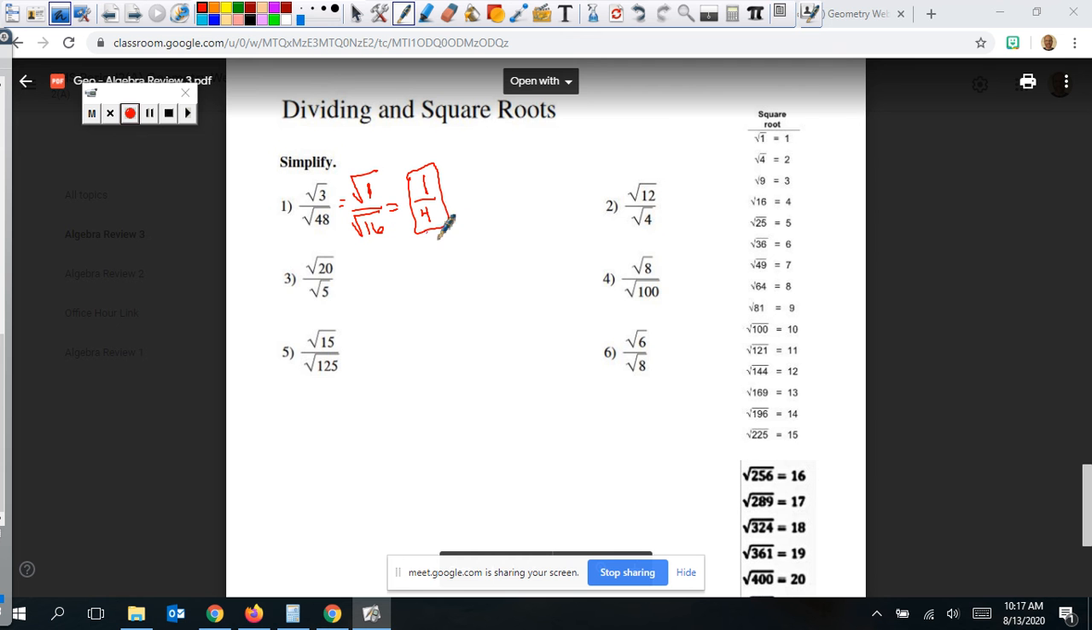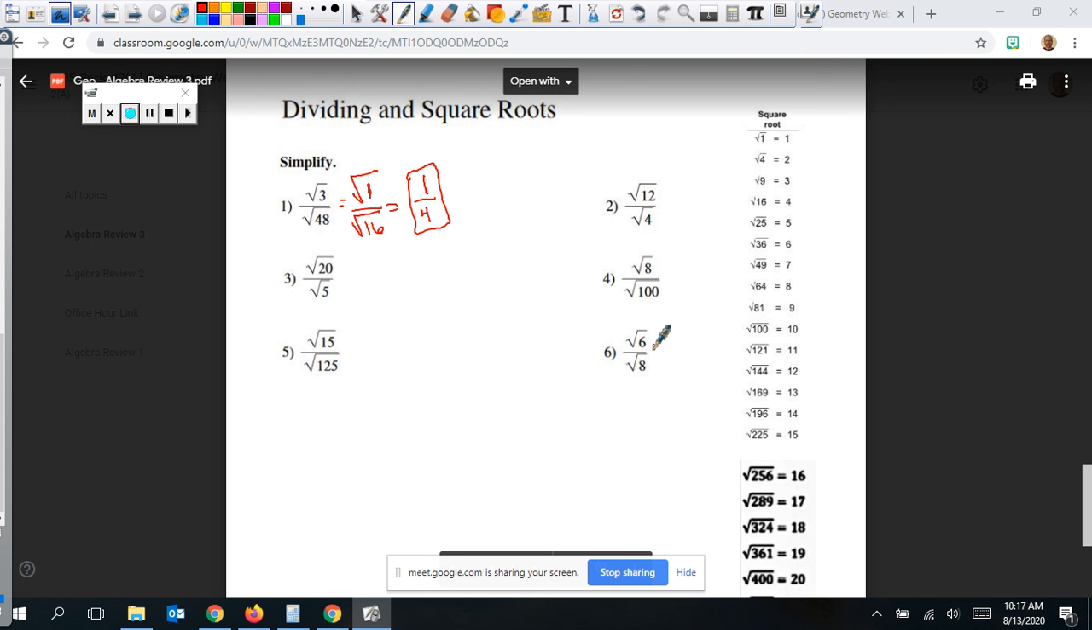Now the problem will remain if the denominator will not come out to be a whole number, that's when you have to rationalize it. So let me see if I can find one that will do that. I'm not sure if there's going to be one that does that. I think maybe 8 over here is going to do that, or this one, number 6. So let me do number 6 with you.